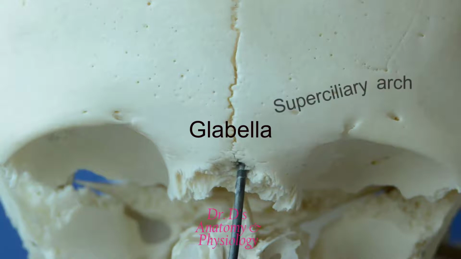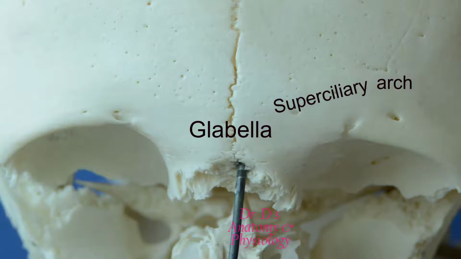Then you have the superciliary arches. The superciliary arches are not easily seen in some skulls, particularly the feminine skulls. You can barely see it. It's kind of a pronounced line in the skull.